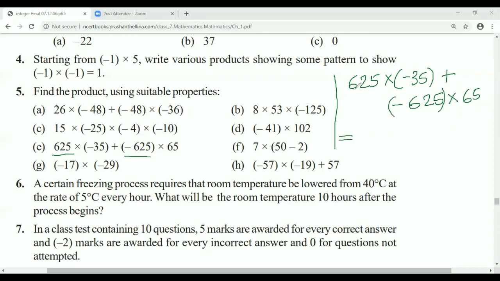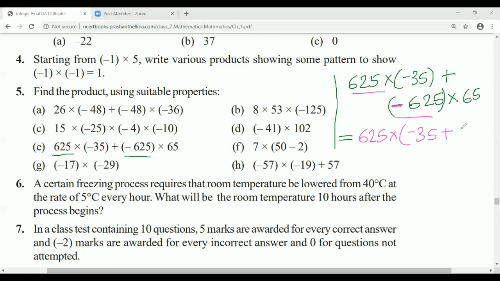I can take this positive 625 outside the bracket, but here it is negative 625, so I can give this negative sign to the 65. So I am taking 625 into negative 35 plus, and this negative sign I am putting for this 65, because it is multiplication. This will become negative into positive, which is always negative. Whether one is positive and the other is negative, there is no effect.